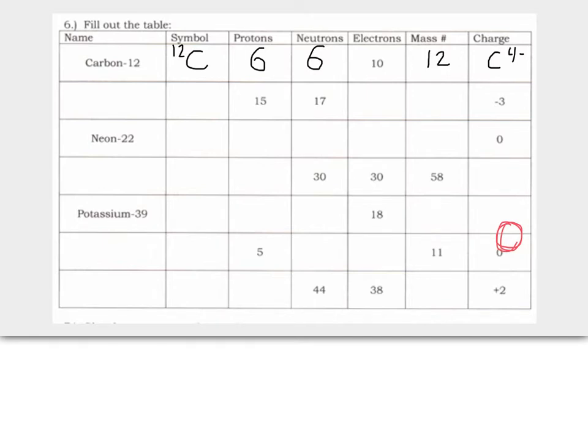So let's look at the second example. In this case, I'm giving you the proton number 15 and the neutron number 17. That means the mass number for this element must be 32, the sum of protons and neutrons. Now notice that it has a charge of negative 3, and since it has 15 protons but a charge of minus 3, it has to have 18 electrons. So we can fill that in, 18 for the electron number.